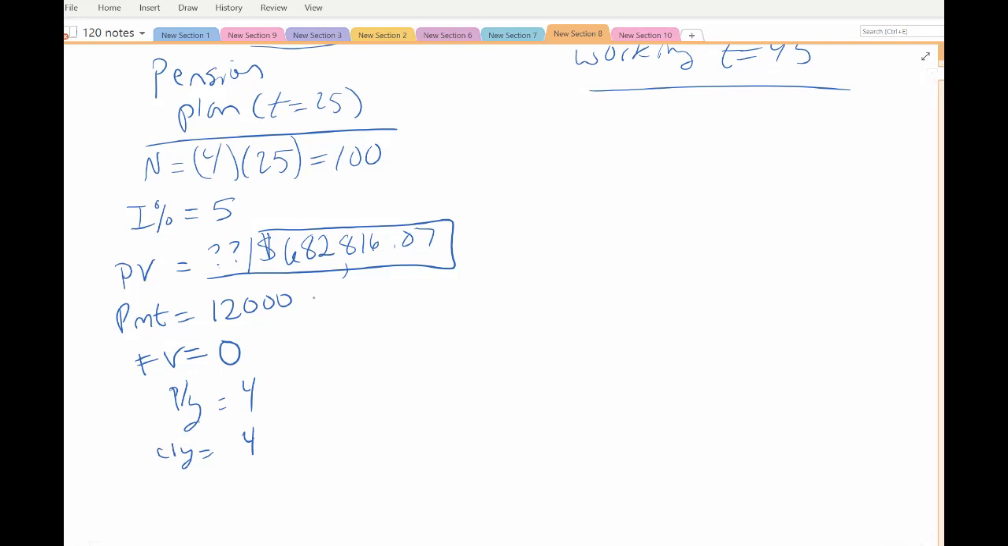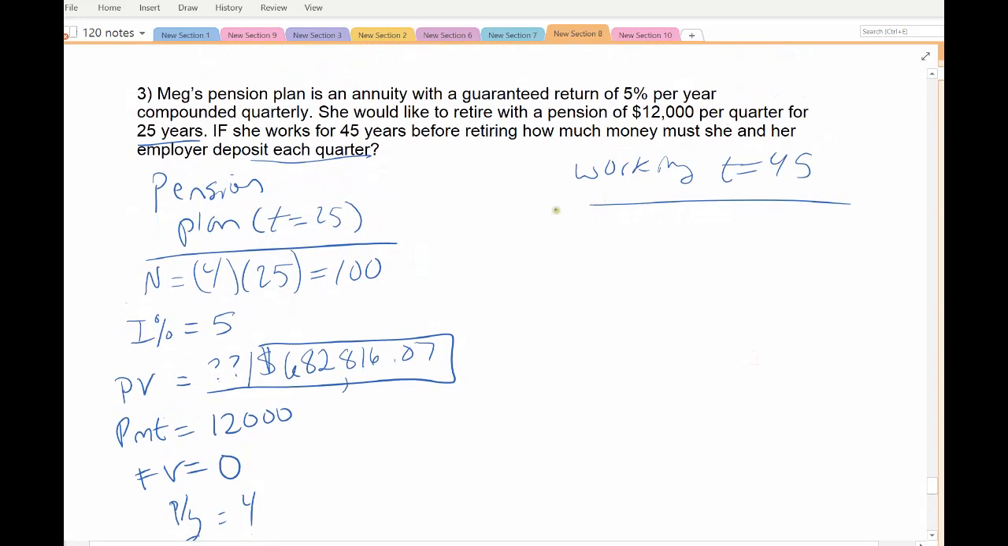$682,816.07 in order for her pension plan to work out. Which, that's what I need. It's going to become a part of my working years. Alright, so now the working years. Alright, well, this is the plan. Now how do we make the plan happen?